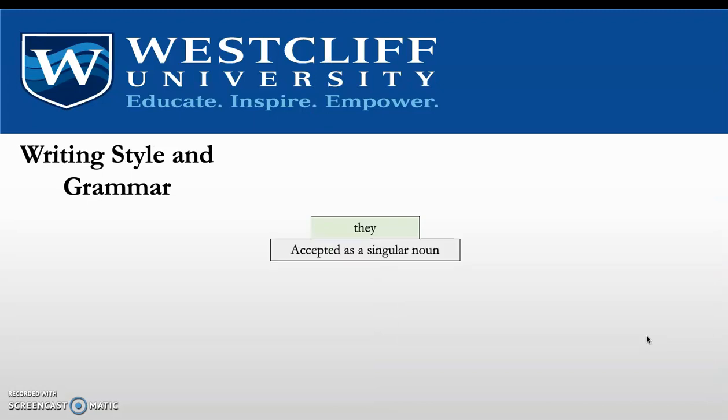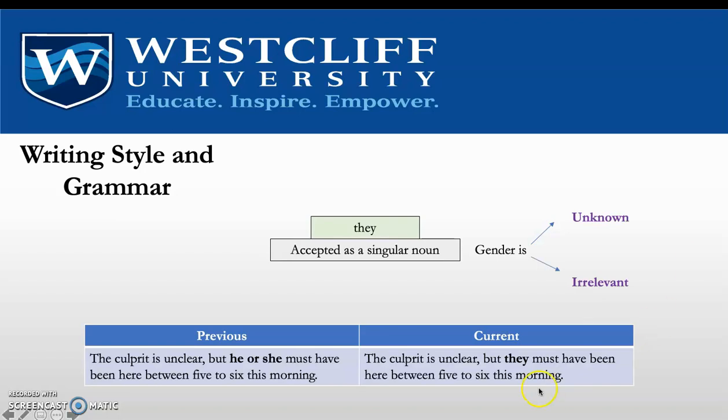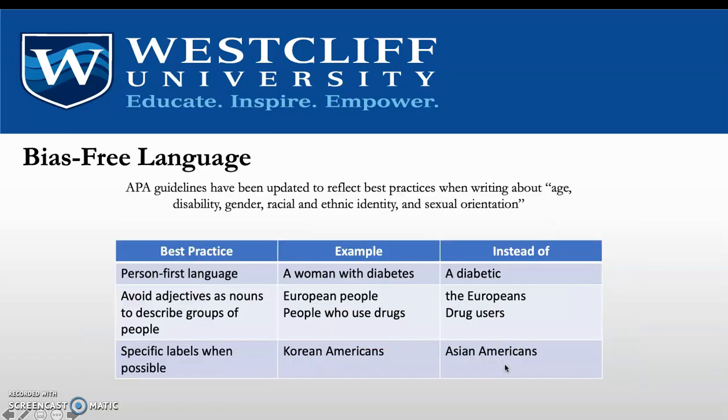One small thing that's changed with grammar, they is now acceptable as a singular noun. So if the gender is either unknown or irrelevant in what you're trying to say, you can use they. So previously we would have to say he or she. Now we can just say they.